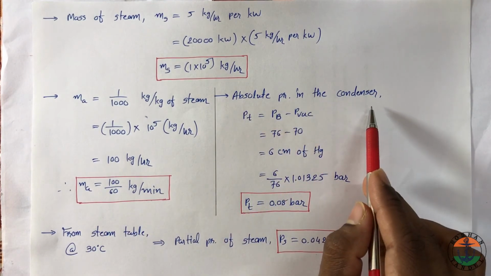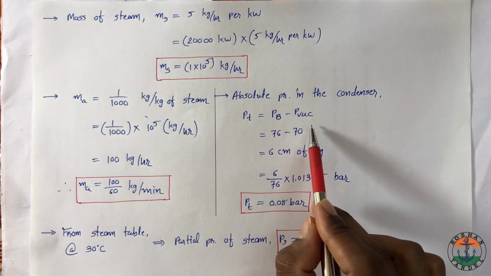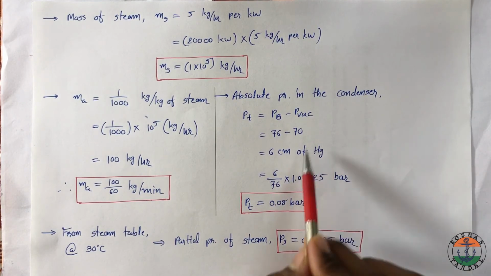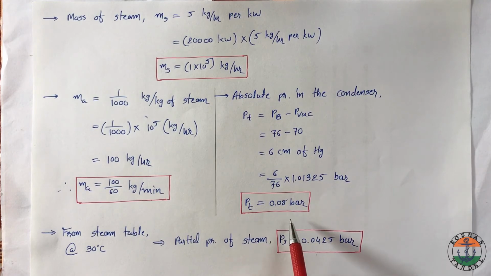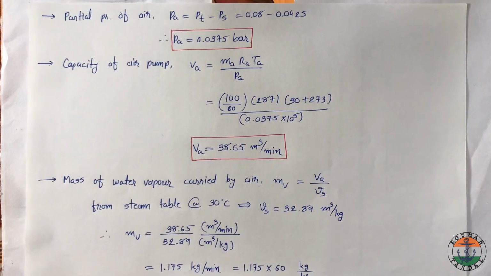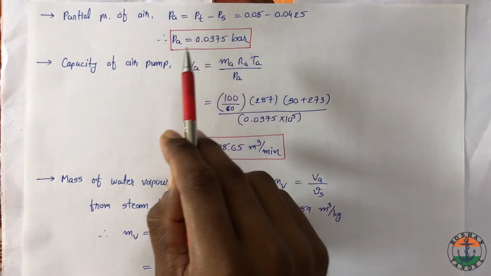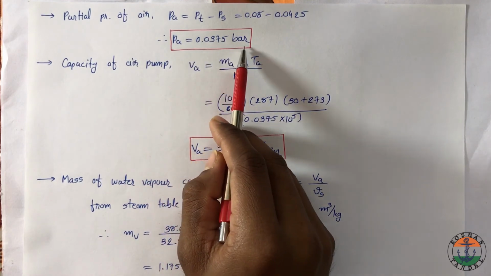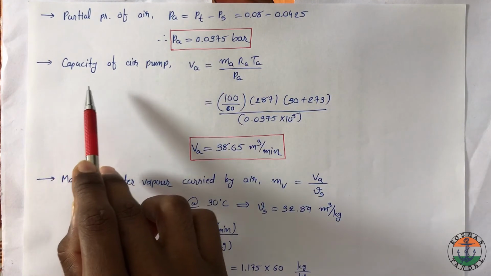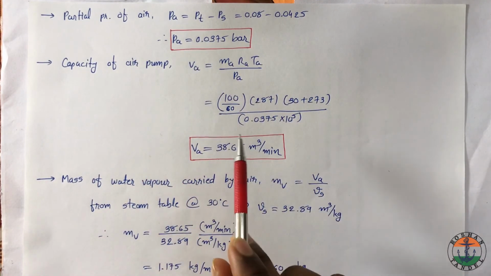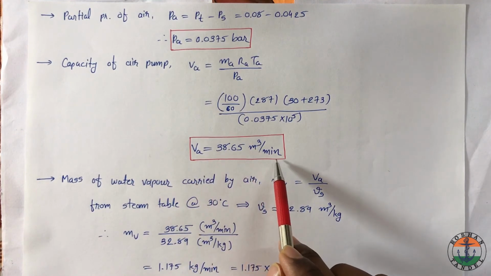Absolute pressure in the condenser is equal to barometric pressure minus vacuum pressure, which comes out to be 6 cm of Hg. Convert this pressure into bar. Partial pressure of steam at 30 degrees Celsius is 0.0425 bar. Partial pressure of air is equal to total pressure minus partial pressure of steam, which comes out to be 0.0375 bar. You have to find the capacity of air pump. Use the ideal gas equation and find the capacity in meter cube per minute.